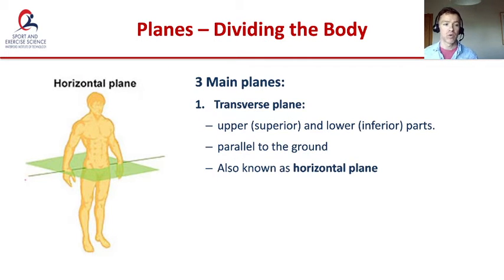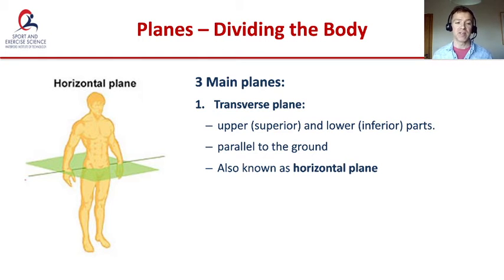The third and final one is called the transverse or horizontal plane. This divides the body into upper and lower portions. They are known as superior and inferior. So upper is superior, lower is inferior. So the horizontal or transverse plane divides the body into upper, superior, and lower, inferior parts. The plane runs parallel to the ground, hence the name horizontal, or runs like the horizon, horizontal plane.